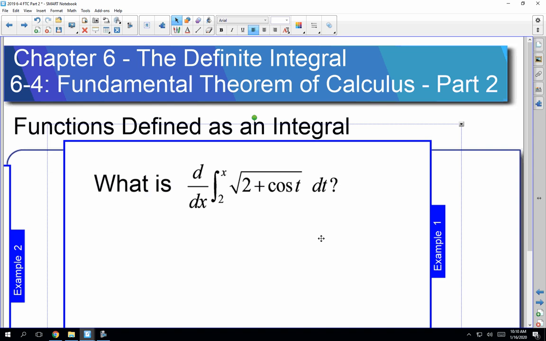So you have to use this second part of the fundamental theorem of calculus to find the derivative. We can find the derivative of it, but we can't find the antiderivative directly. But if we can find the derivative of it, then we can find the max and min, and where it's increasing, decreasing.